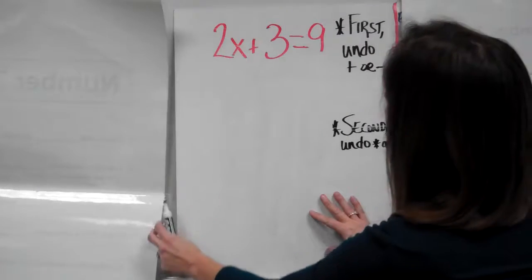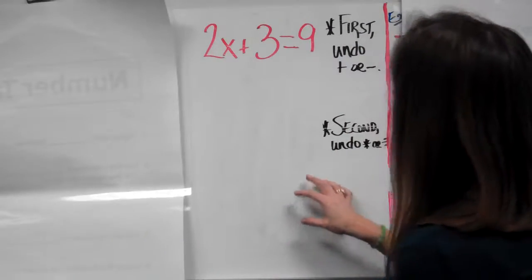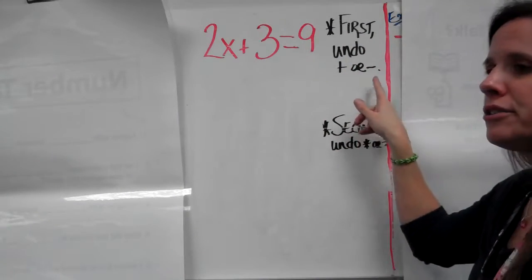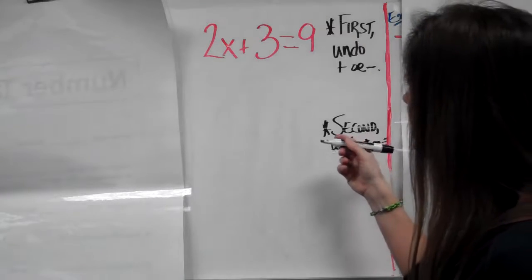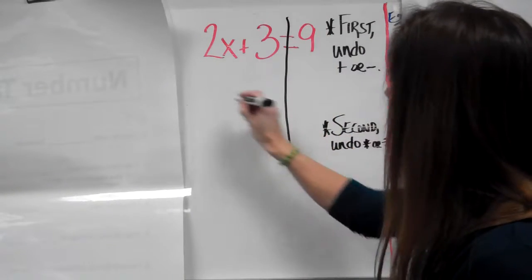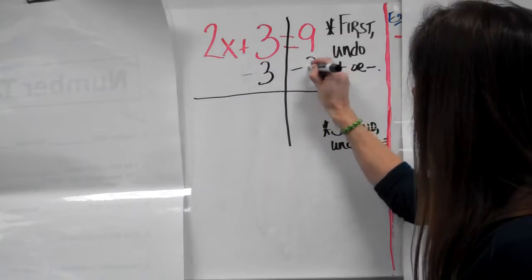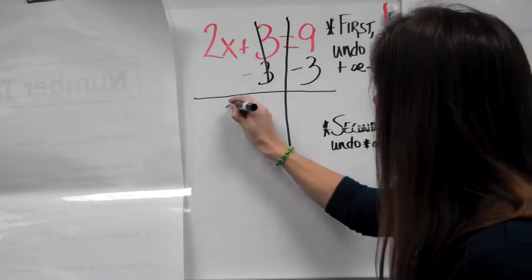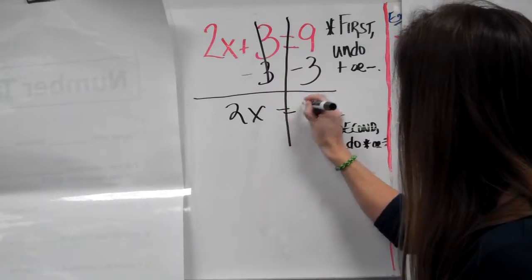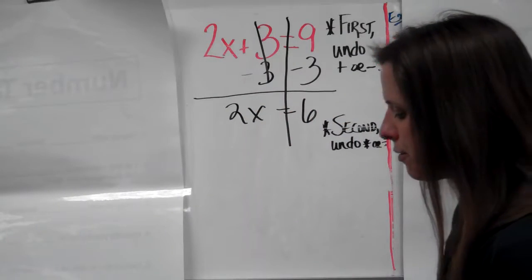Okay, here's what we know. We know how to do with addition and subtraction. So first we're going to undo that, and we're going to eliminate the constant. Draw your wall. This is plus 3, so we're going to subtract 3 from both sides. Those cancel. 2x equals 6. Okay, so that takes care of the first step.